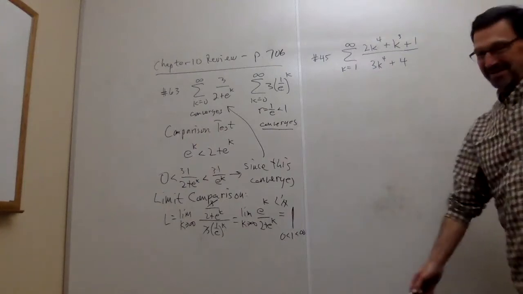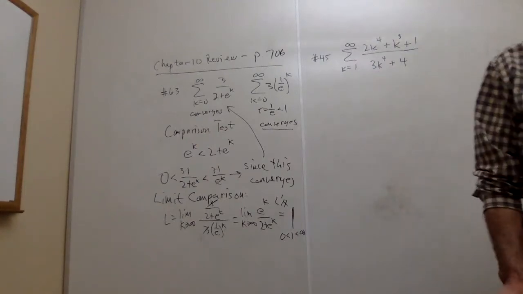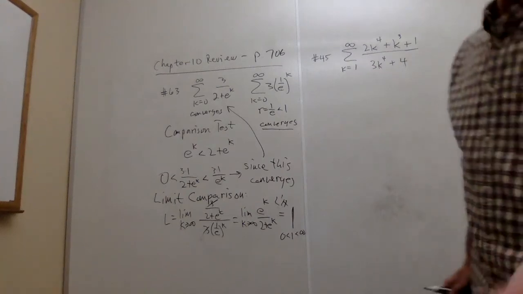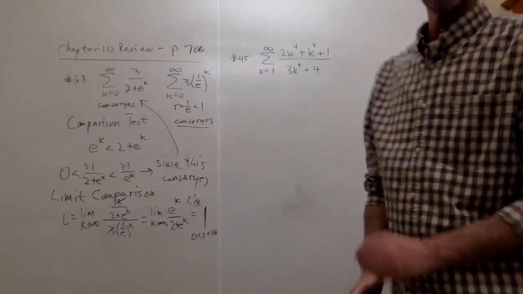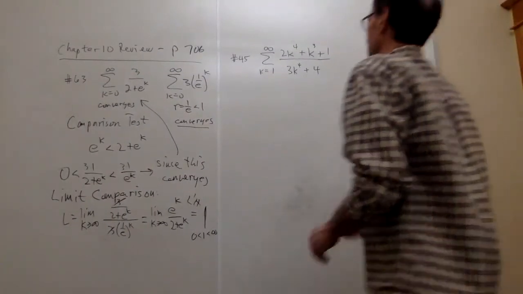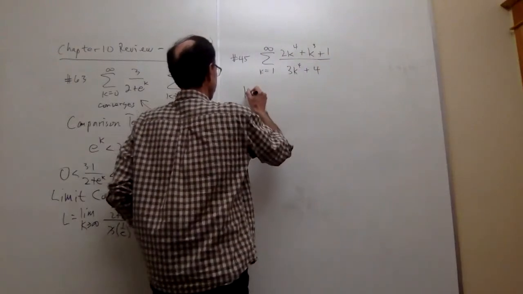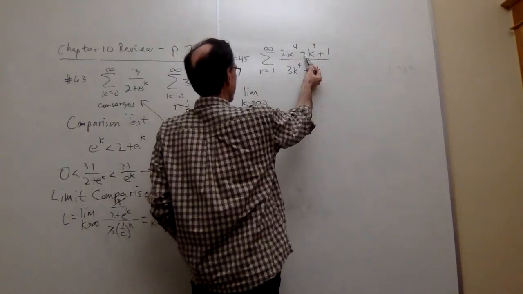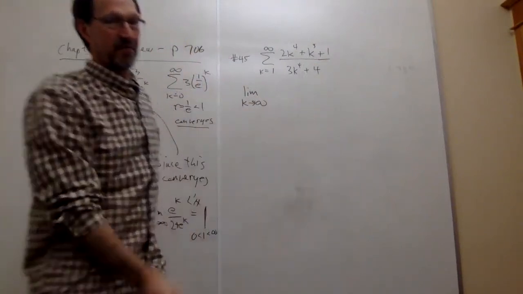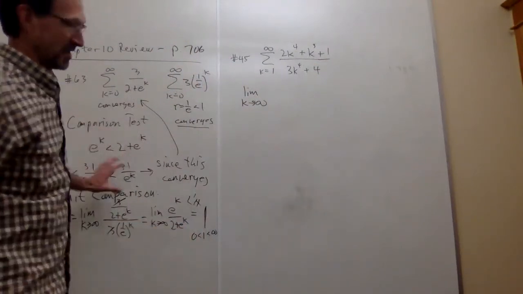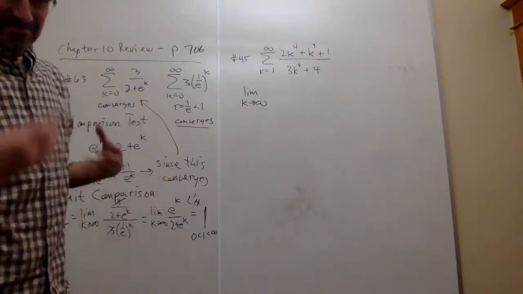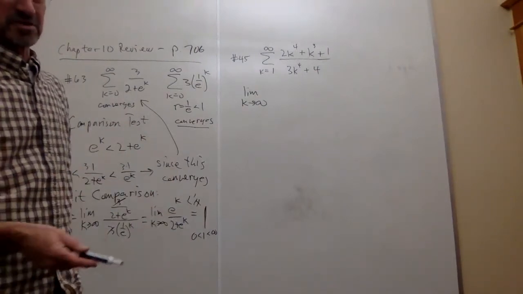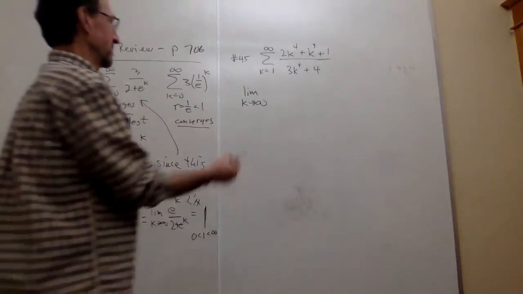Number 45. Converge or diverge. Take a minute to look at it. So what I notice here is that as k goes to infinity, I have a 4th degree polynomial divided by a 4th degree polynomial. It's like I said over here, we're experts at limits. That's what we believe. And when I see a 4th degree polynomial divided by a 4th degree, then I know what the limit is going to be.